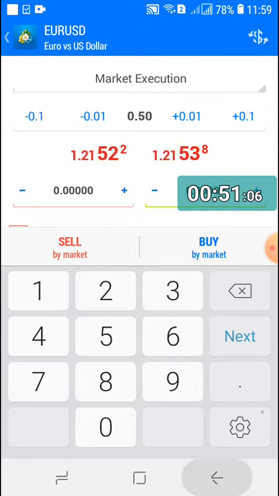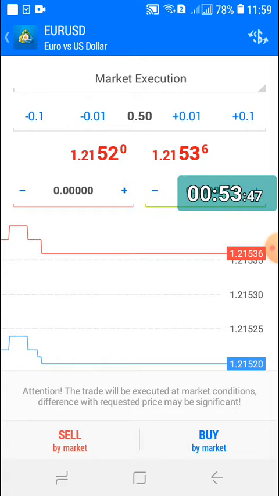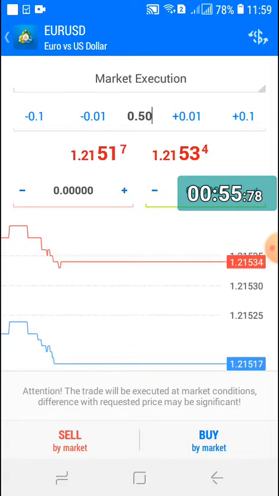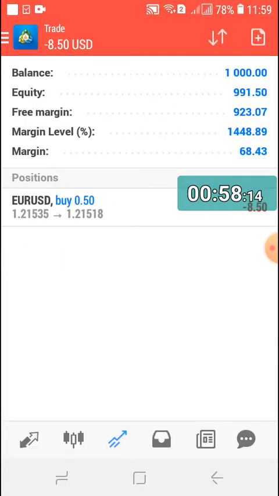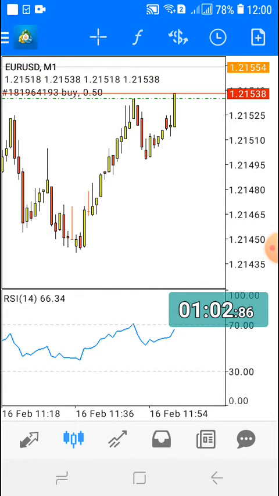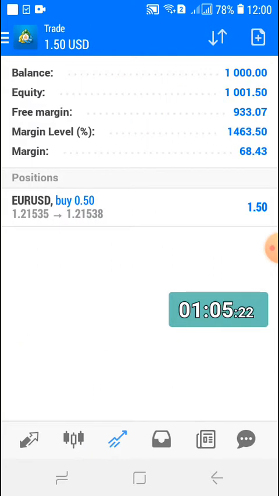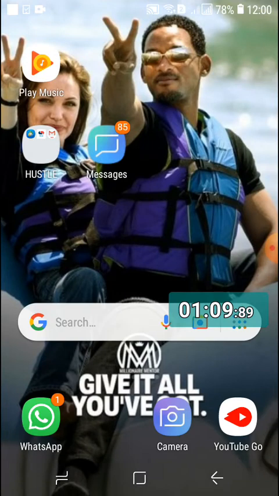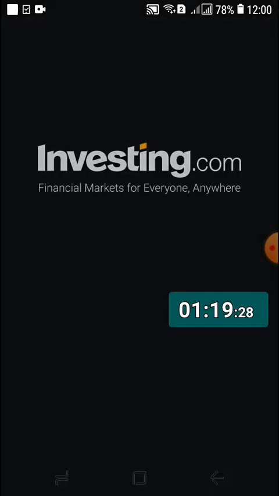I'm using lot size 0.50. It's a demo account just for educational purposes. I'm buying euro. It's an event. We are already inside. Let me go to the news and show you that today we are trading the euro monetary event. The position is still running on the 1 minute strategy, and we are already in profit.